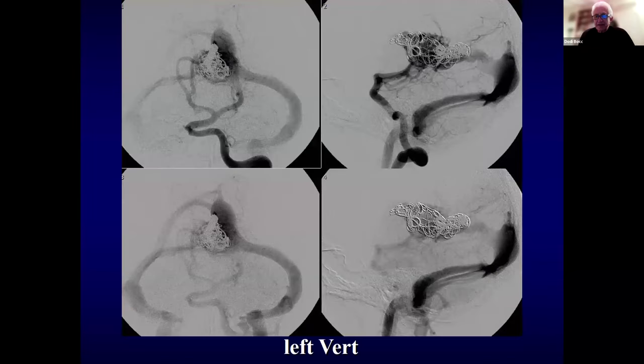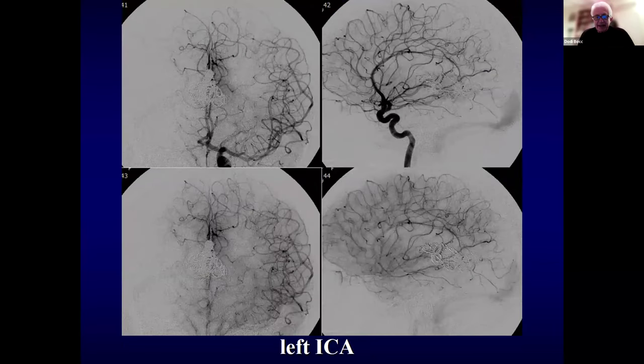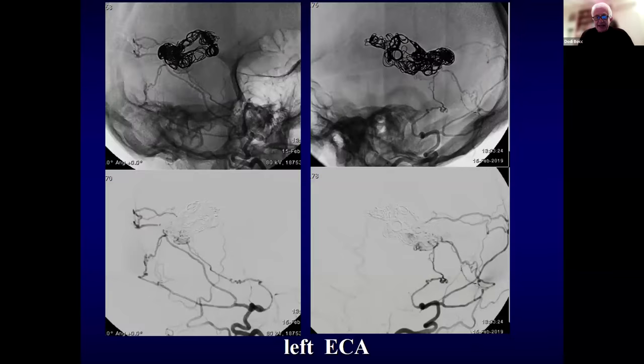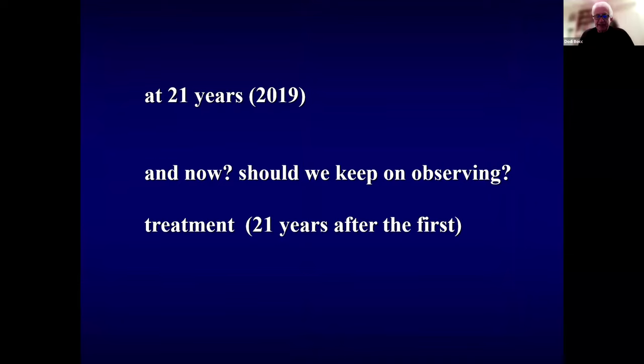So we do an angiography, and this is what we see. Not so different from what we saw before. The fistula is still there. This is the venous drainage. And the left carotid artery and the meningeal artery are still present. So should we do something, keep on observing? Well, we decide to go and treat again 21 years after the first treatment.